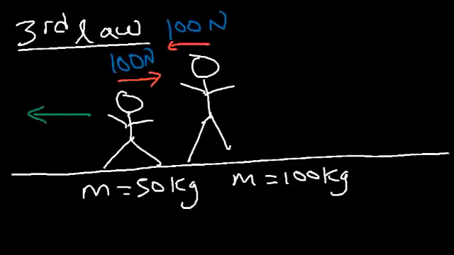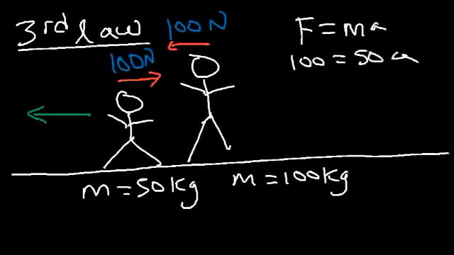However, the acceleration is not the same. If you use the equation F is equal to ma, the force acting on the smaller person is 100, and he has a mass of 50 kilograms. So solving for the acceleration, you can see that he's going to experience an acceleration of 2 meters per second squared.